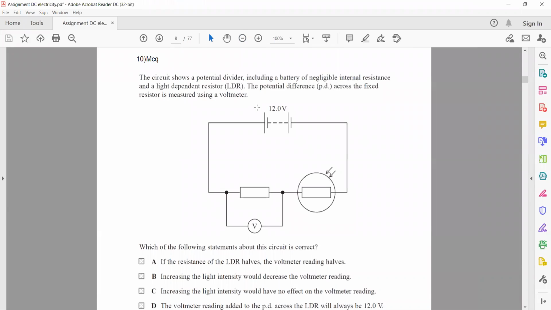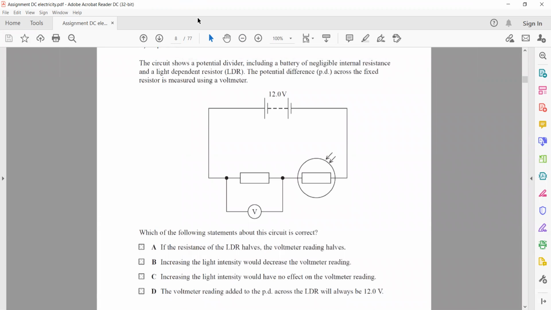In question 10, the circuit shown is a potential divider including a battery of negligible resistance and a light dependent resistor, or LDR, and a potential difference across it is measured using a voltmeter. Which of the following statements about the circuit is correct? If the resistance of the LDR is halved, the voltmeter reading will be halved. That's not true. Why? Because if both have the same resistance, since they are in series, the voltage divides equally. But if this resistance is halved, the voltage will always divide in ratio. So that's why this is not the correct statement.